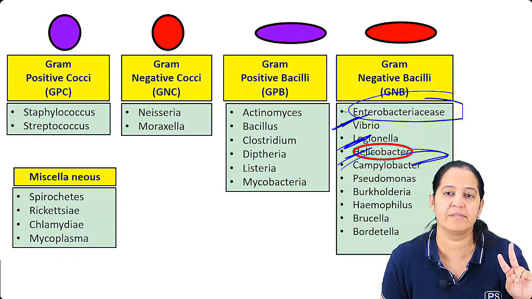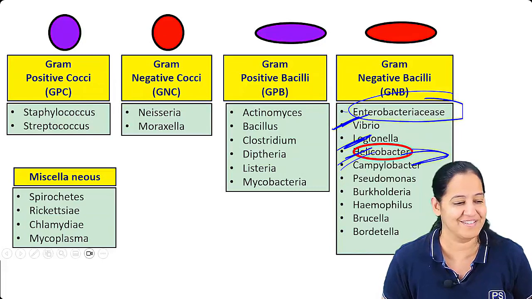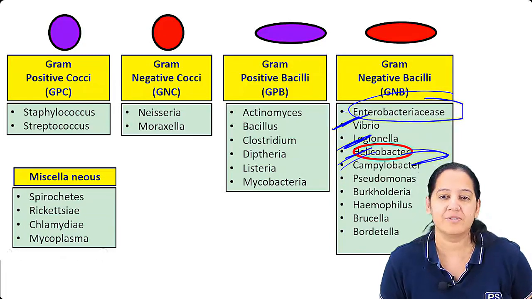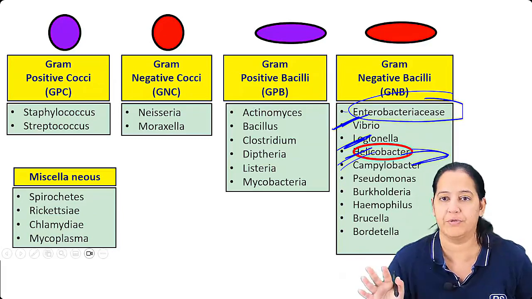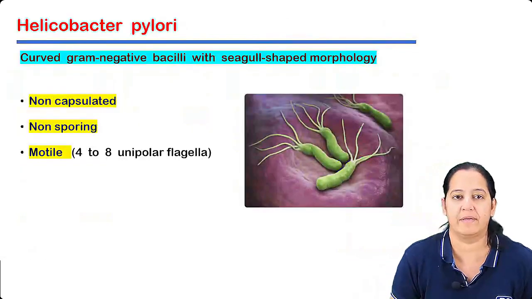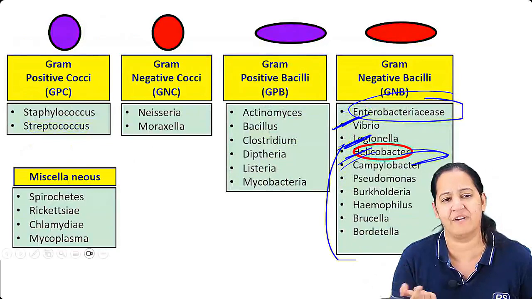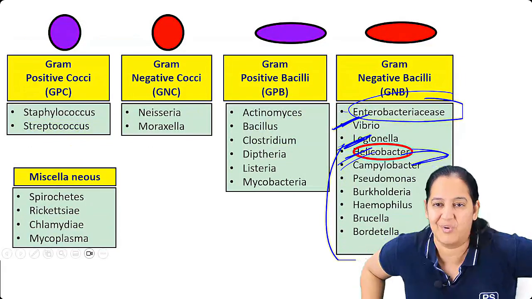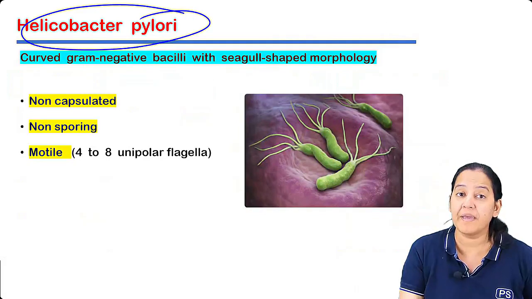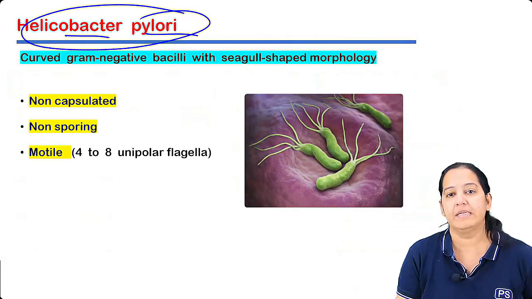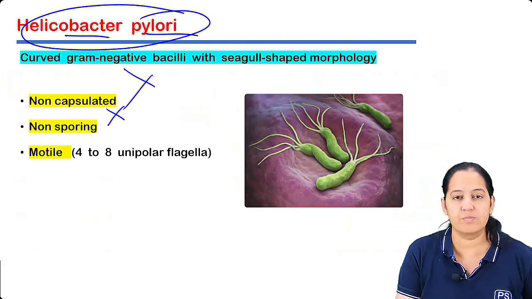Coming to the next one, Helicobacter, followed by Campylobacter. I call them twin brothers; they come together everywhere. So let's start first with Helicobacter, and then we will move on to Campylobacter. These are all small bacteria, so we will finish them quickly. Helicobacter pylori. No capsule, no spore, but motile.